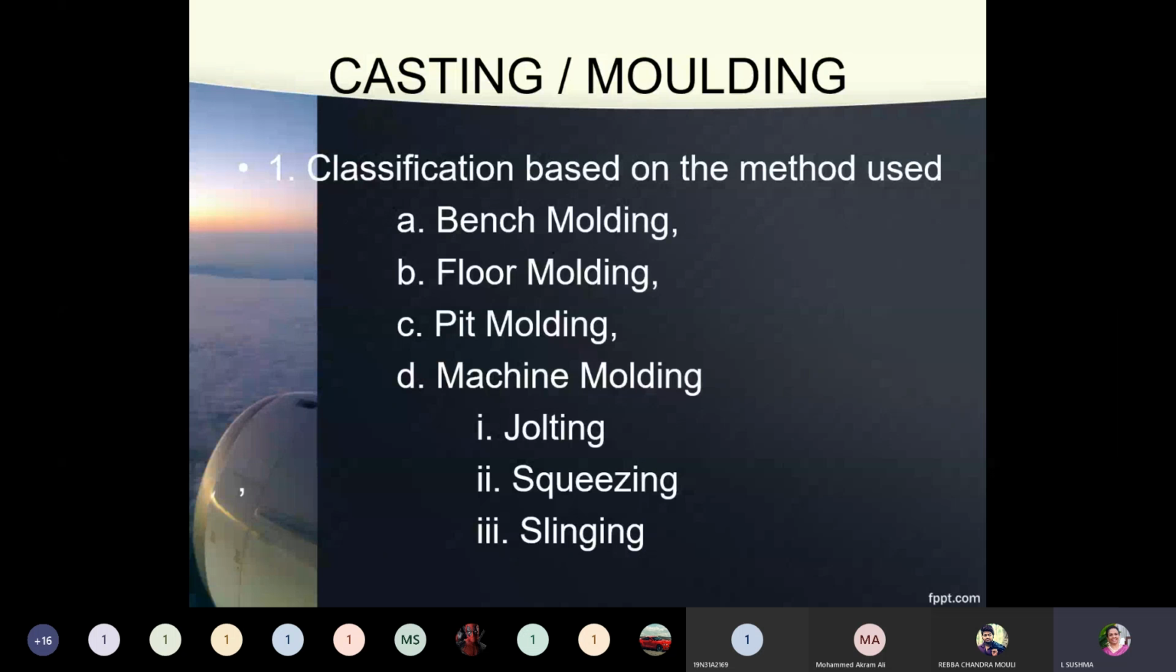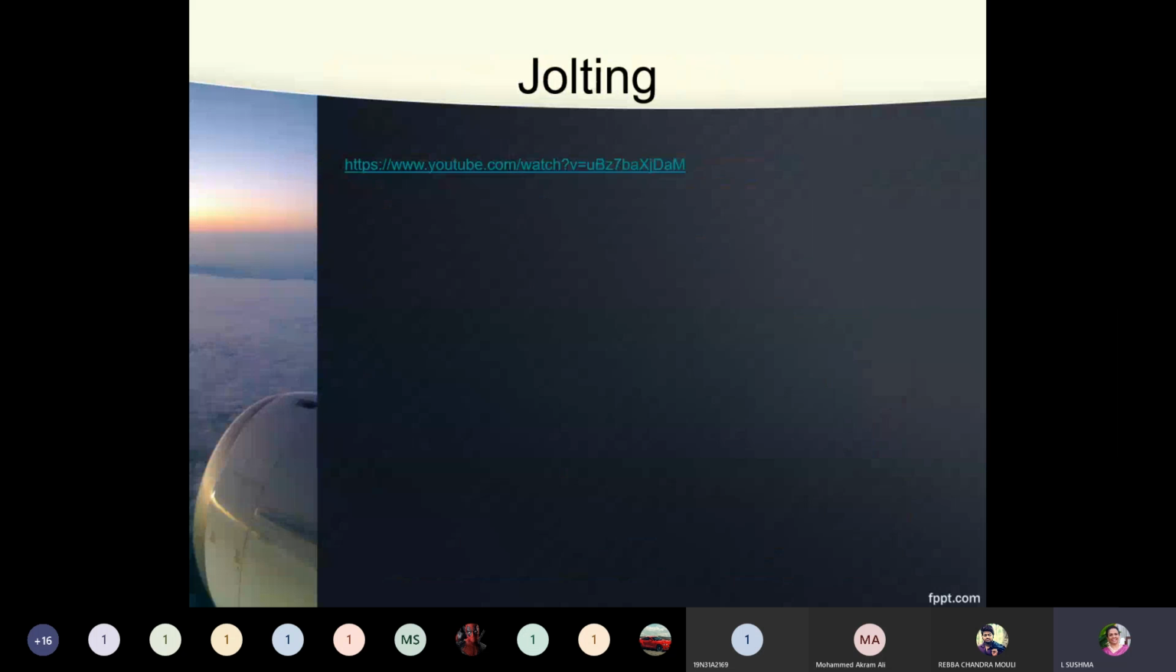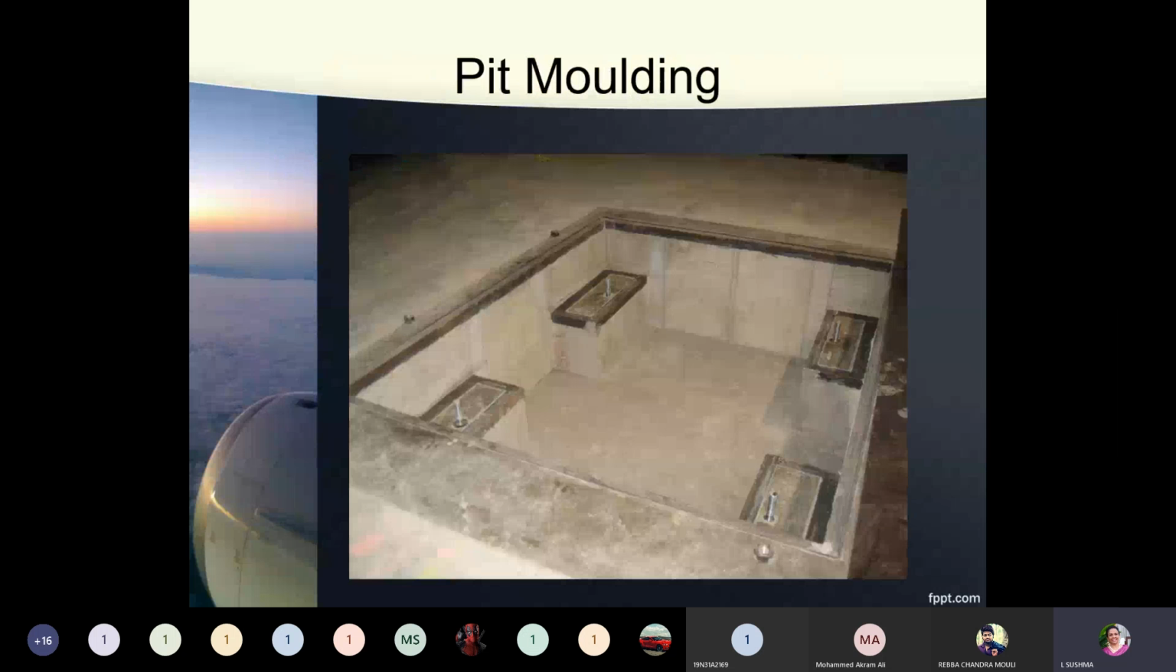Okay, next, this is pit molding. You can see how big the pit is. You can see these dowel pins where the upper flask will come, and inside that you will pour the molten metal, and finally you will get the final shape out of it.